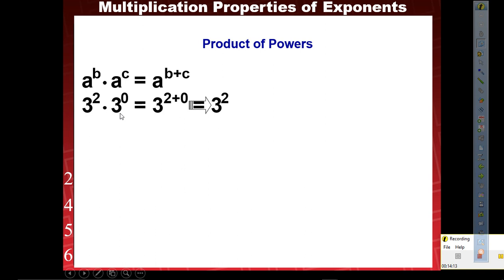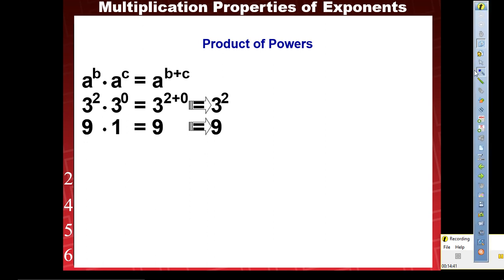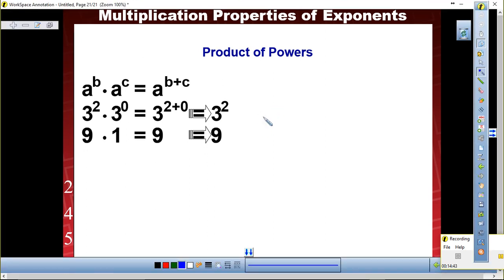3 to the second times 3 to the 0 is the same as 3 to the second plus 0, yes? Which is still 3 to the second. What is 3 to the second? 9. So this is 9, this is 9, this is 9. But we're missing this one. Well, let's find out what that is. 3 to the 0. 9 times what equals 9? 1. So what can we conclude? That 3 to the 0 is 1. You're like, what? That's kind of weird. Well, let's see if it works with another number.